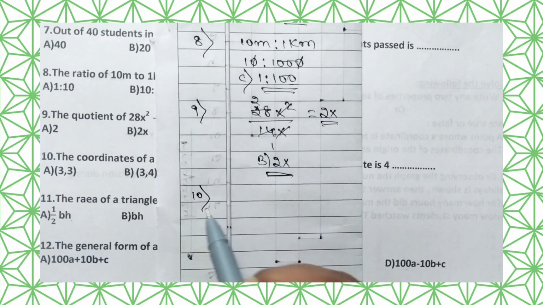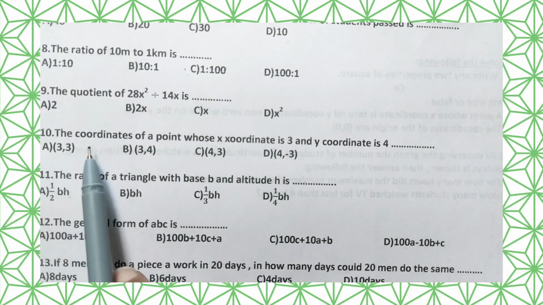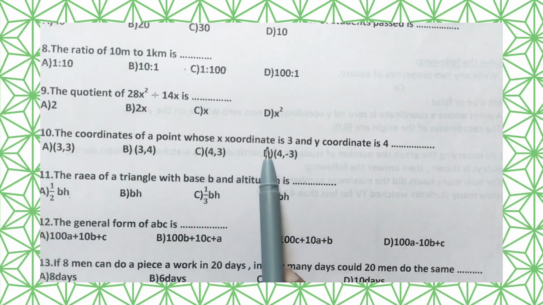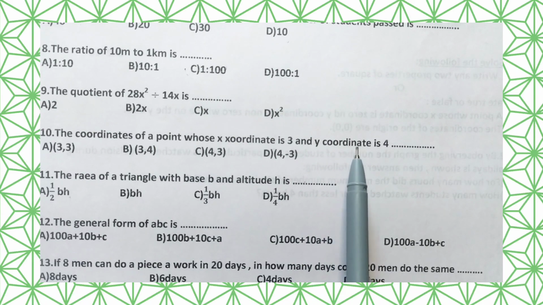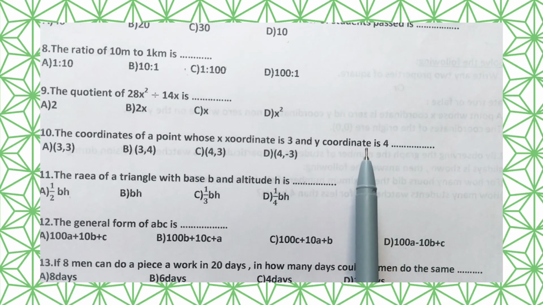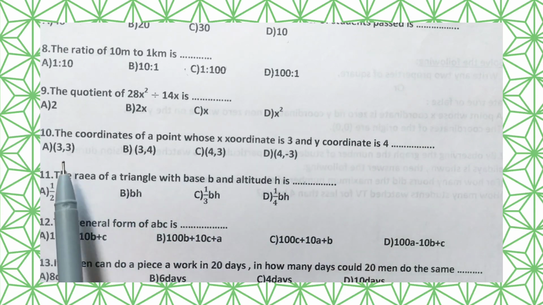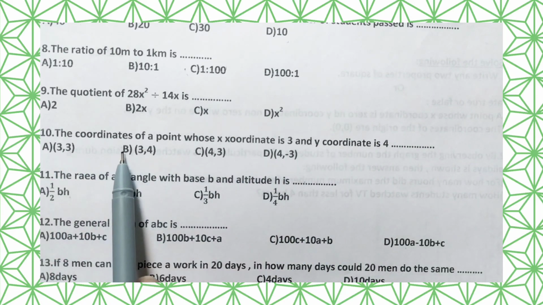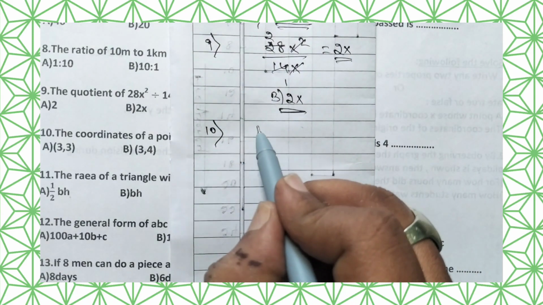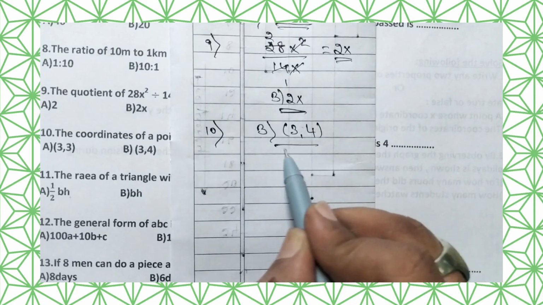Now let us move to the 10th question. The coordinate of a point whose x coordinate is 3 and y coordinate is 4. The x coordinate should be 3 and the y coordinate should be 4. When we write coordinates, we always write x, y. x is 3, y is 4. So 3, 4 is here. So option B for the 10th question. The right answer is option B, that is 3, 4.